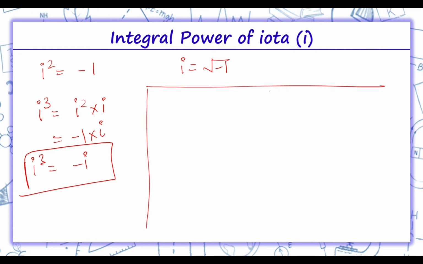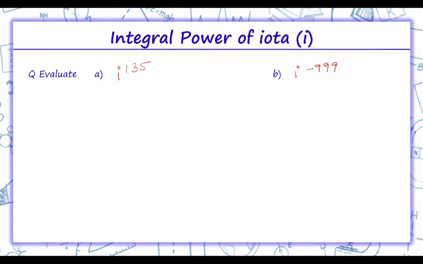Next, let's suppose we have i to the power 4, which can be written as i square into i square. That means i square is minus 1, minus 1 square is 1. So this is how we have to solve integral power of iota, that is i.